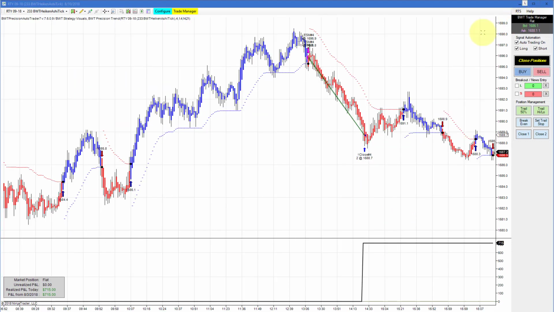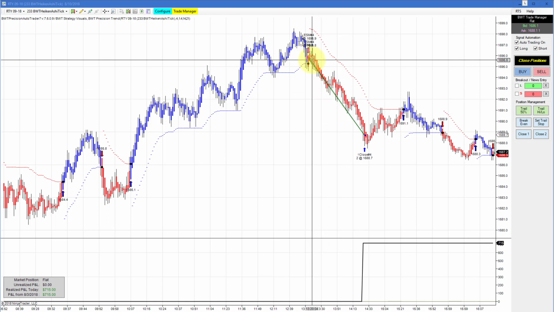Okay, a single trade on the Russell 233 tick chart, Heikin-Ashi, really great looking signals on the indicators. This did 715 on 2 contracts on a single trade. And super excellent placement on the trade here.